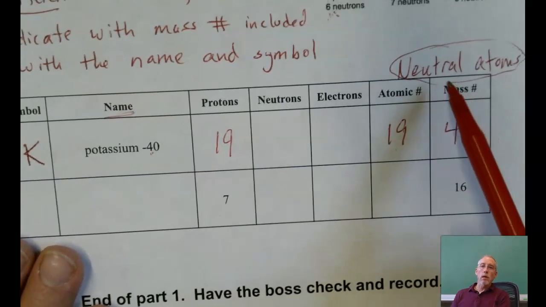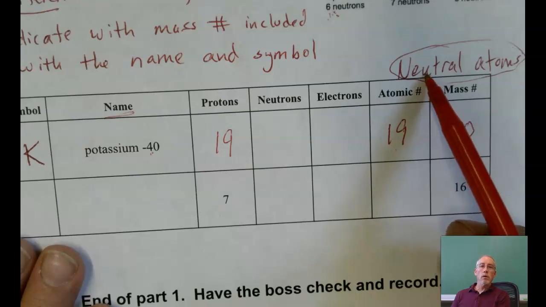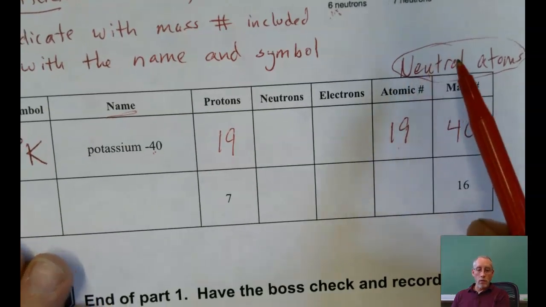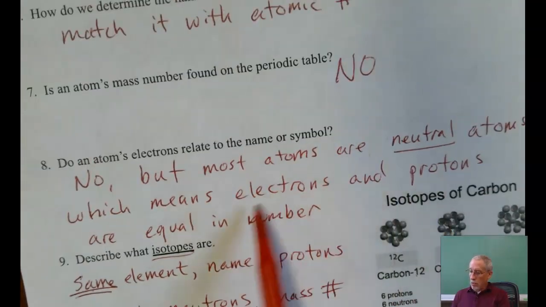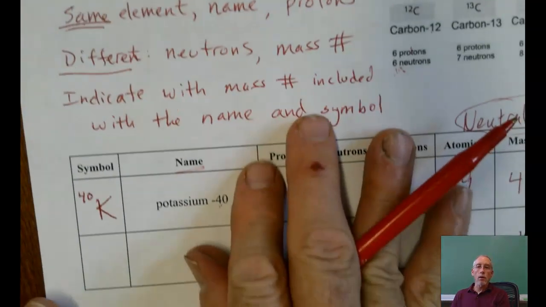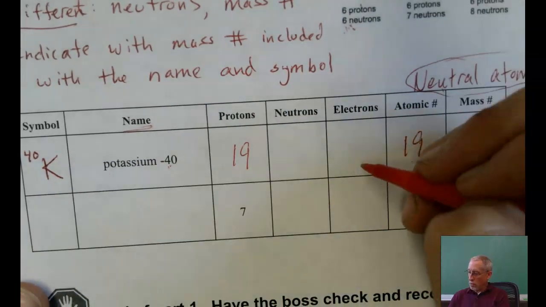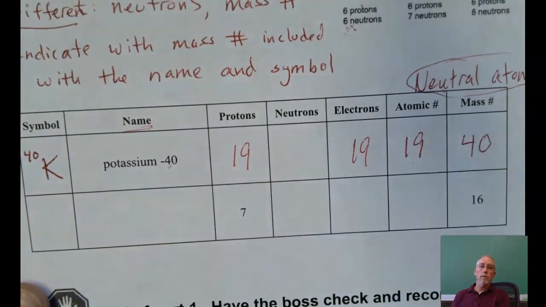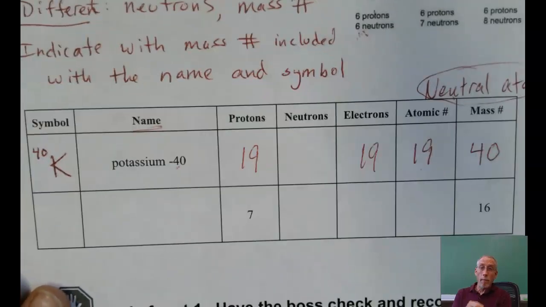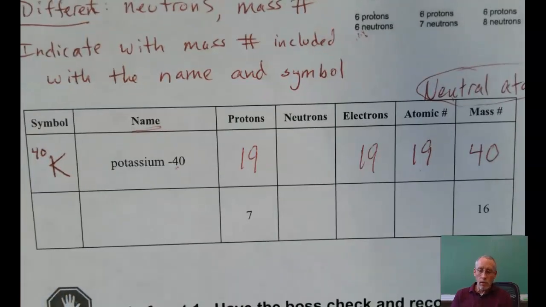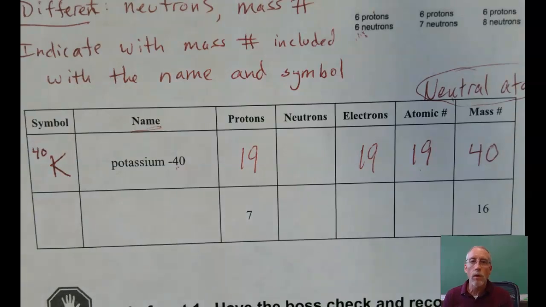I now want to remind you that I said all of our atoms on these charts are going to be neutral. That means that the protons and the electrons are equal in number. Okay, good. So our 19 protons is also 19 electrons. Now here's the part that confuses students the most, so listen carefully here. We're going to do a little math. I tried to make the math easy. If you want to use a calculator, you can.